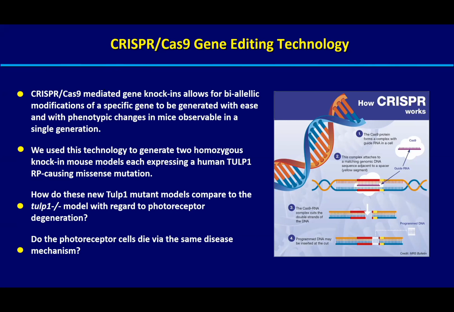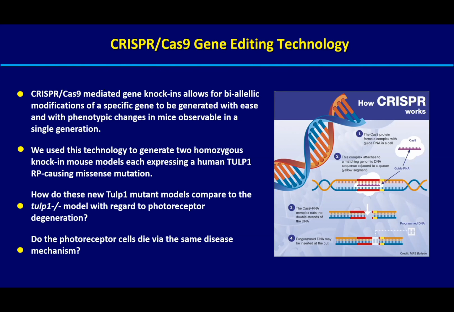And how do they compare to the wild type retina with regard to the development of photoreceptor degeneration? And do the photoreceptors die via the same disease mechanism? Throughout the rest of the talk, I'm going to refer to these new knock-in models as D94Y and F491L, and that indicates the location and the amino acid change in the gene.